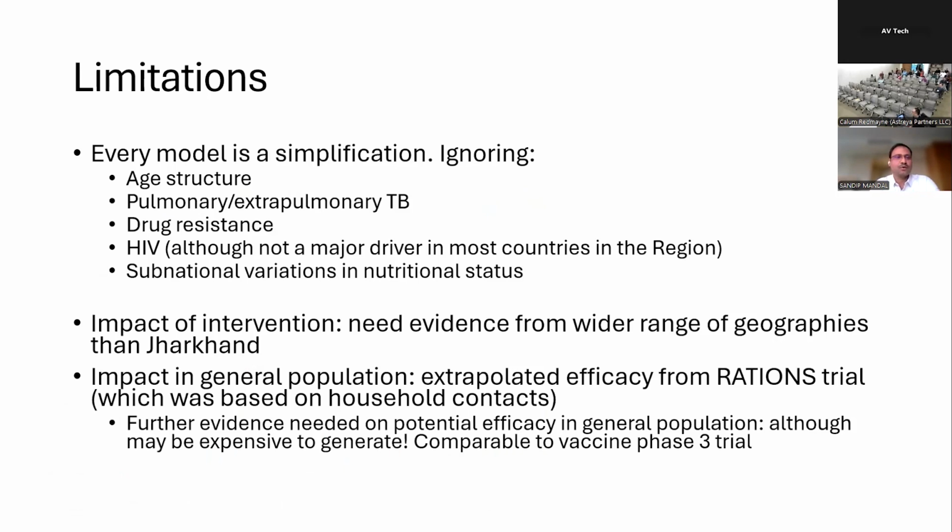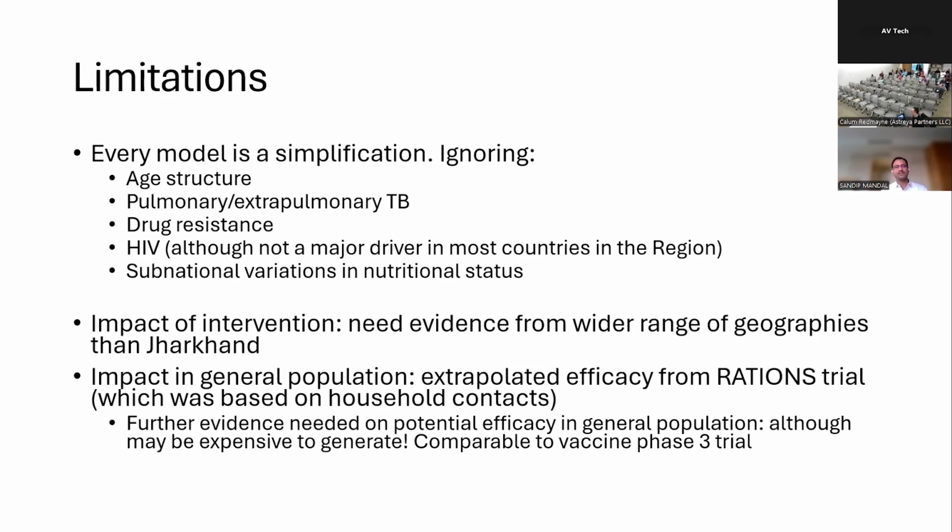Now, as I said, the model has limitations. We have not considered the age structure in this analysis. We didn't distinguish pulmonary and extrapulmonary TB. We didn't consider drug resistance. We didn't consider HIV. That could matter for some other countries, not for these CR regional countries, but if we want to do a similar kind of analysis where HIV is much higher, we should consider HIV, of course. But here we didn't consider it.